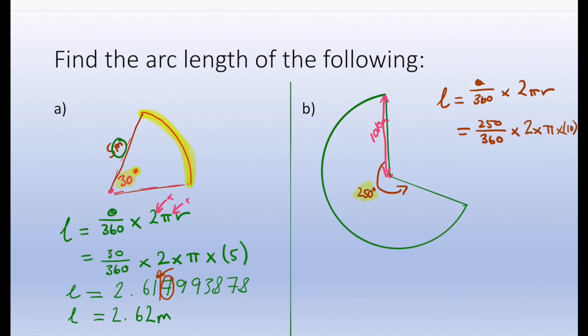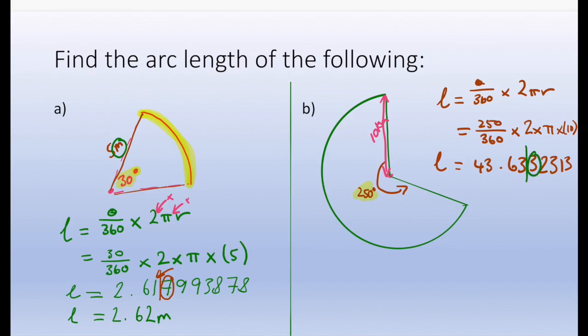Now, all it is is calculator work. You probably heard my calculator just slip out of my fingers for a bit. So 250 over 360 times 2 times pi, which is just a number in our calculator, times 10. And I get my arc length to be 43.76332313. And let's do it with 2 decimal places as well. So I'm crossing it there.